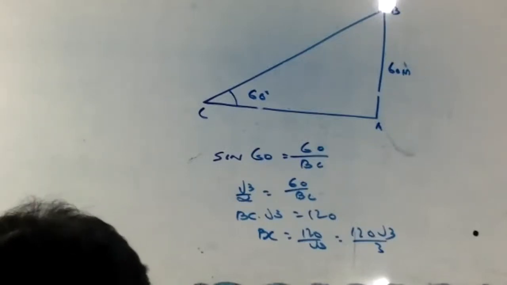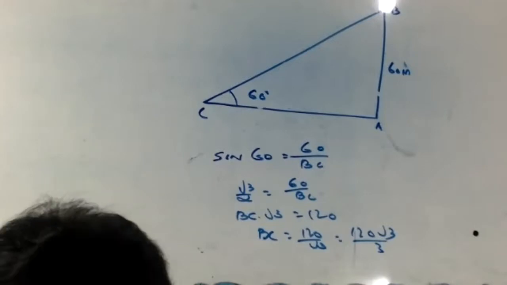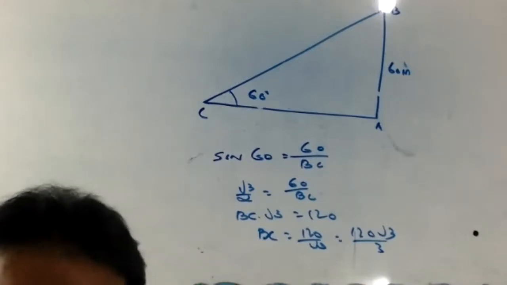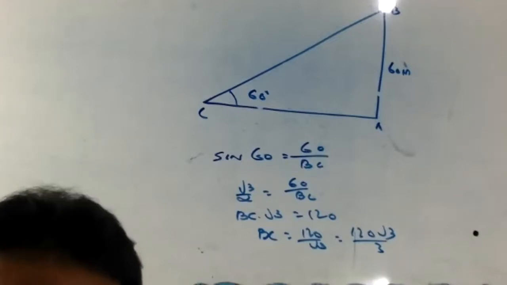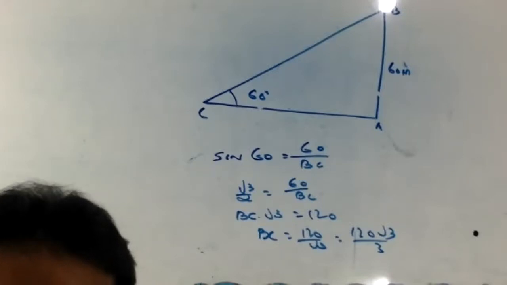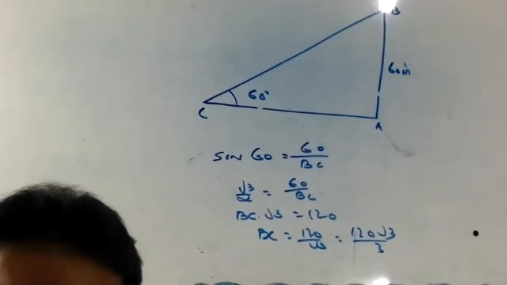A tower is there. Which angle is near to the tower? 30 or 60? Is 30 near to the tower? Is 60 near the tower? Okay. Now confusion. Look here.